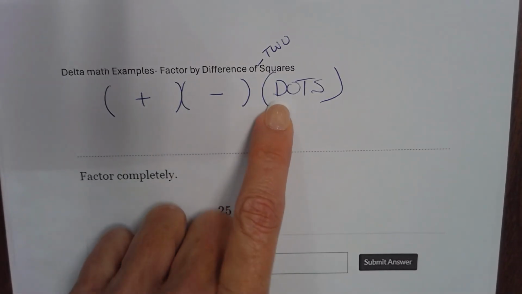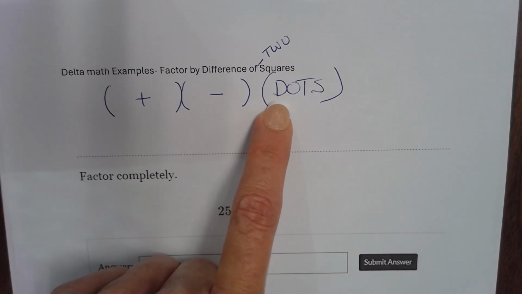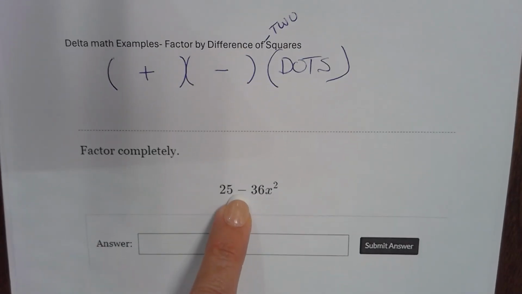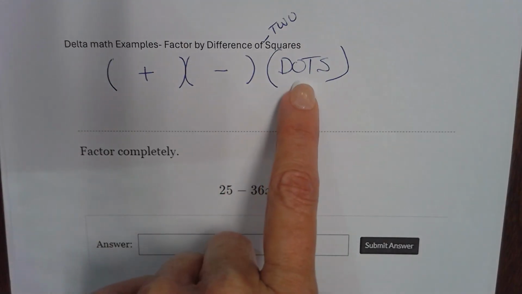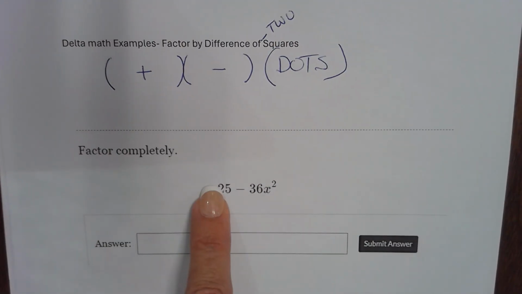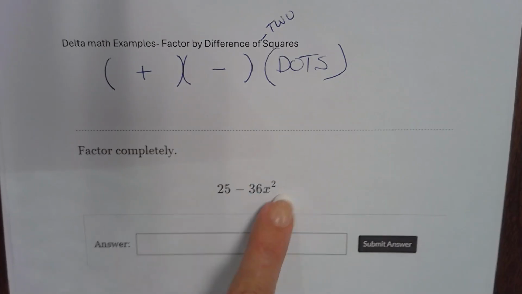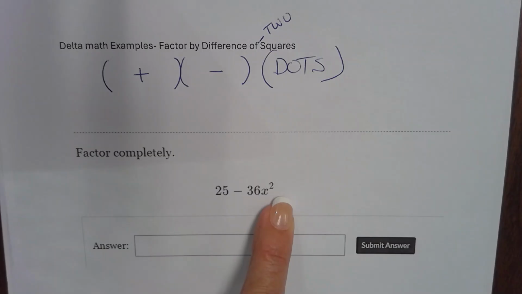You must have a difference in order to use this method. In other words, it must be a minus sign. You must have 2 terms to do this method. In other words, if it's 3 terms, it doesn't work. And each one of those terms has to be a perfect square. So all of that has to take place before you can use this factoring method, okay?